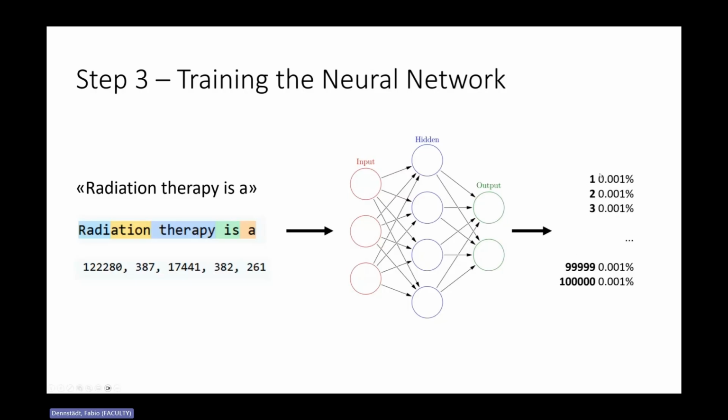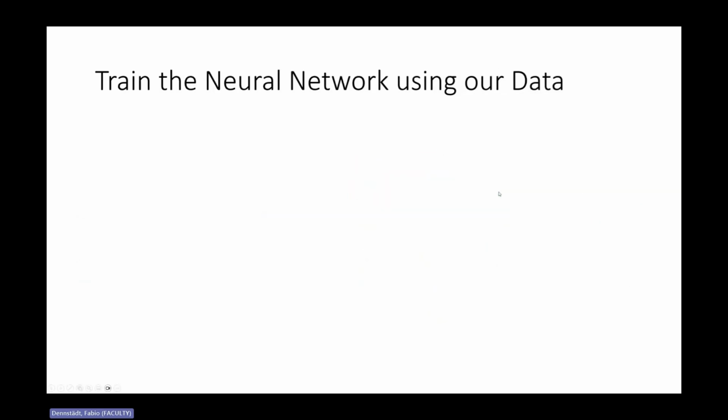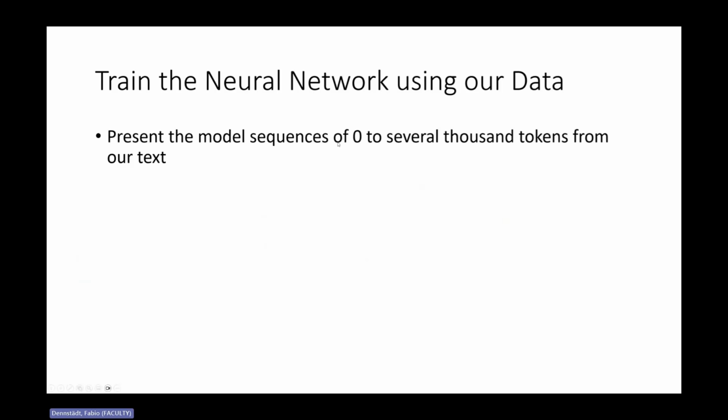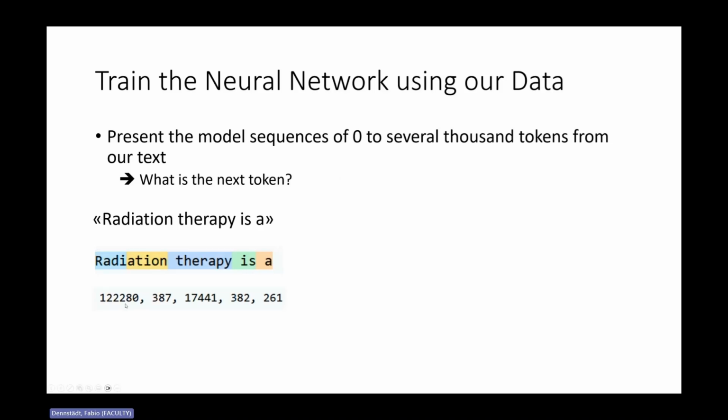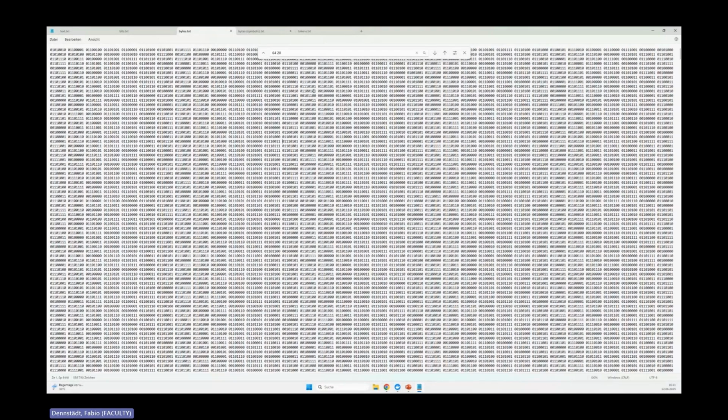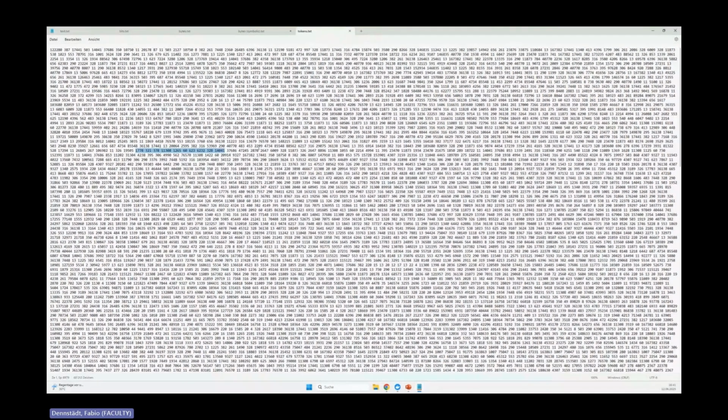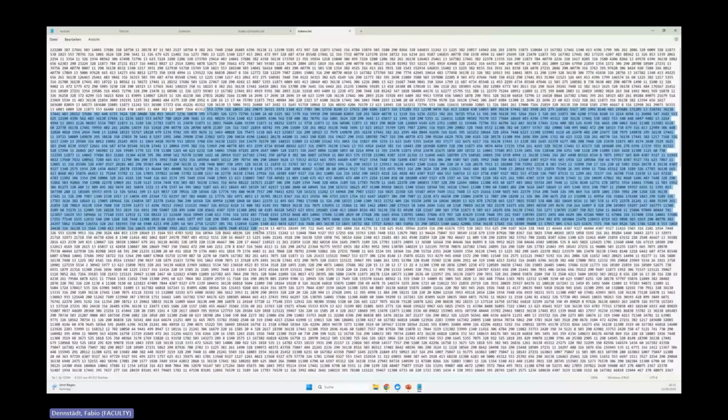Based on this sequence. Now, in the beginning, of course, the probabilities are equally or randomly distributed. So let's say we have 100,000 possible tokens, with a probability of 0.001 for each. And now what we do in training is use our data and present the model with token sequences of length from 0 to several thousand tokens, and then ask the model what the next token is. So we give the model our sequence of tokens, and during training it should predict the next token, or you give this sequence and it should predict the next token, and then it takes the next sequence and should predict the next token, and so on and so on.